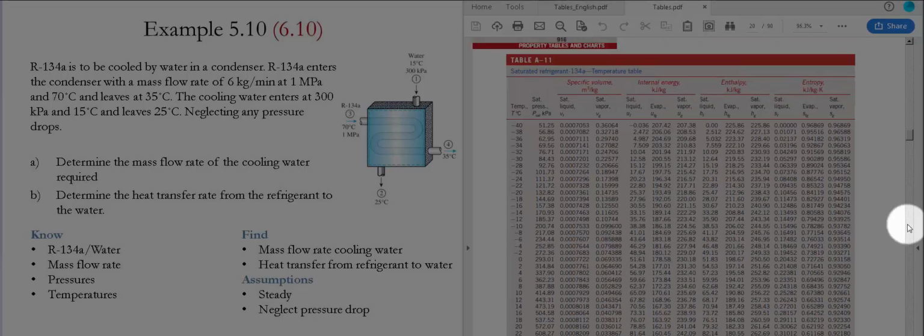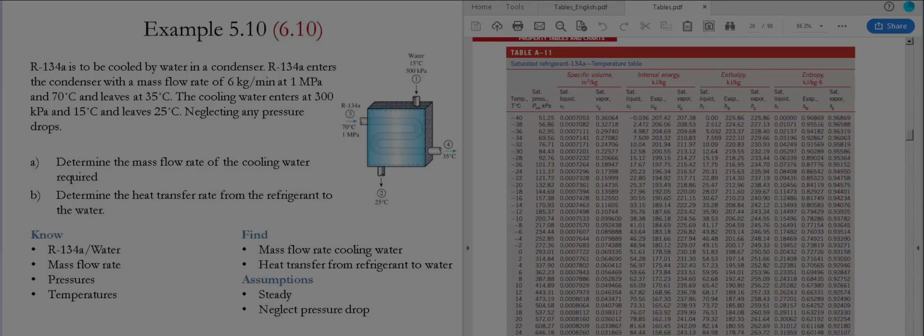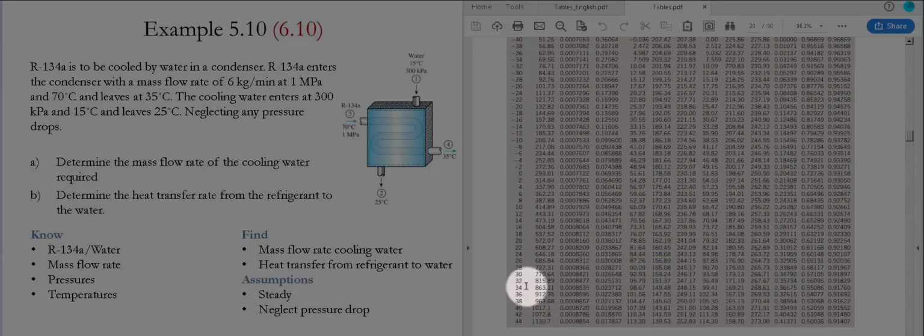For point 4, since it's a saturated liquid, we go to table A11, and then we look at the temperature that we have to be 35. Notice that we do not have 35, so we simply have to do an average between the two values that we have, which are 99.41 and 102.34, and the average between those two values gives us 100.88 kilojoules per kilogram.